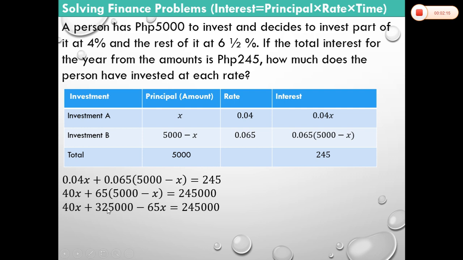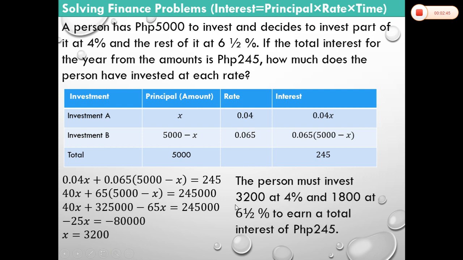Then distribute, we will get 40x plus 325,000 minus 65x is equal to 245,000. Then solve for x, negative 25x is equal to negative 80,000 and x is equal to 3,200. Meaning, the person must invest 3,200 at 4% and 1,800 at 6.5% to earn a total interest of 245.